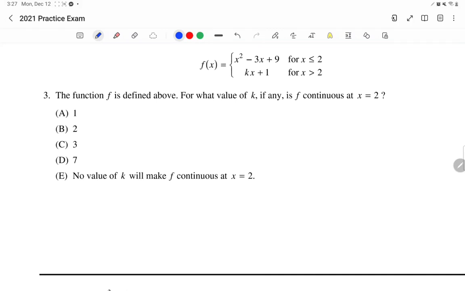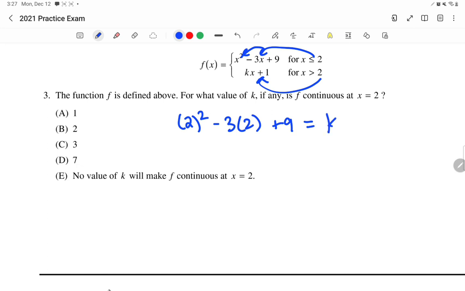All right, next up, we want to figure out a value k to make this function continuous. So if it's continuous, then we know if we plug in x as 2, both of these should be equal to each other. So basically 2 squared minus 3 times 2 plus 9 should equal k times 2 plus 1. So that's 4 minus 6 is negative 2. Negative 2 plus 9 is 7. Should equal 2k plus 1. Subtract 1, divide by 2, and we get k equals 3.